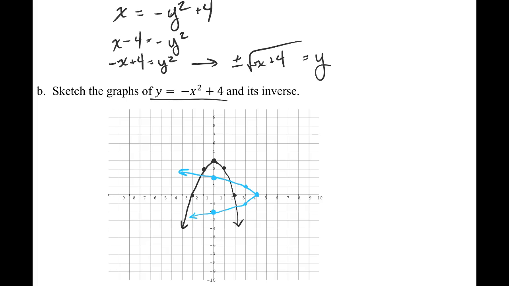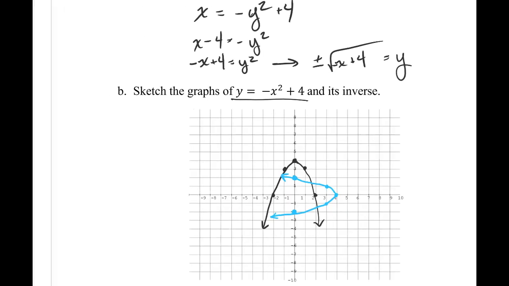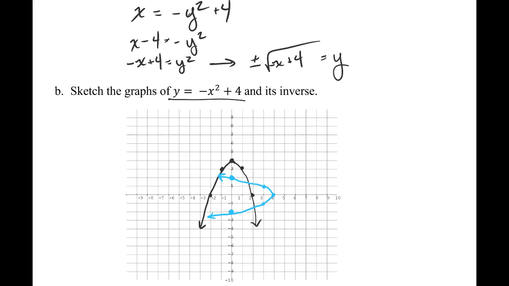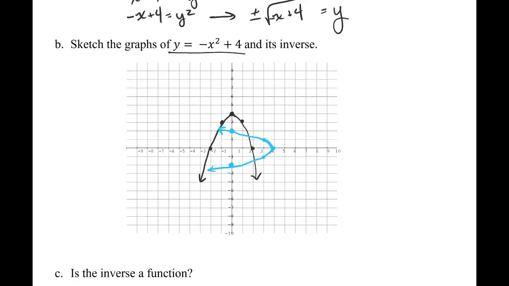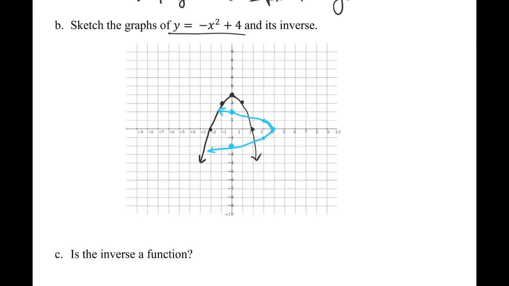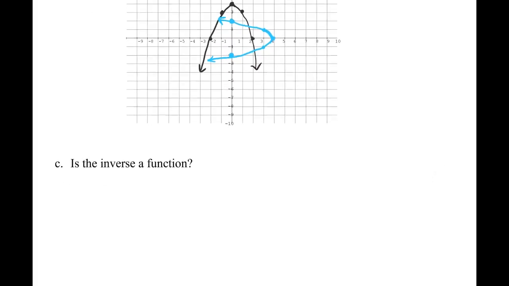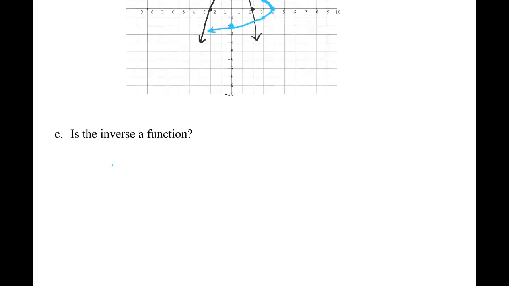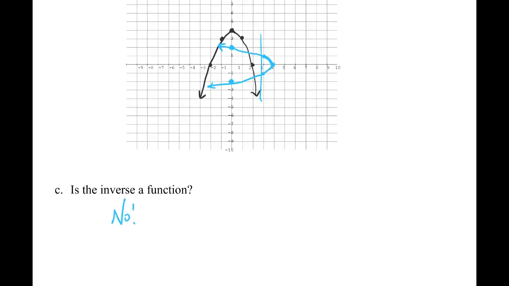And there we go. And again, we want that parabola to look pretty curved at the bottom. Kind of like that. Still not super happy with that. You can play around with making this look nice and curved. I'm having some issues with my stylus. Okay, but that's my inverse versus my non-inverse. Is the inverse a function? Still absolutely no, because it doesn't pass the vertical line test.